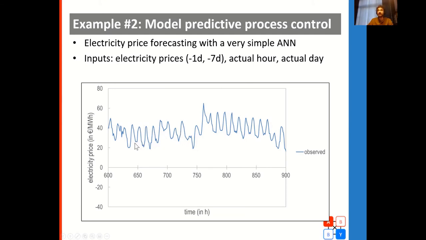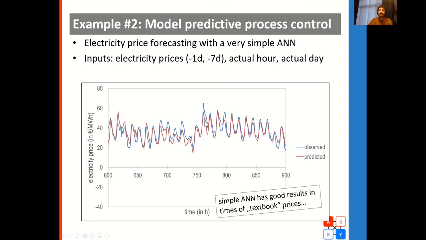Those are the real electricity prices. I call them textbook because when you would read a textbook about what German electricity prices look like, you would get such a graph, because you have this morning peak, you have the evening peak, you have a decrease during night, and you have a decrease during the day because of PV production, and this over days and days and days. And in such situations, this very simplified and very easy artificial network is able to predict the time series quite well.